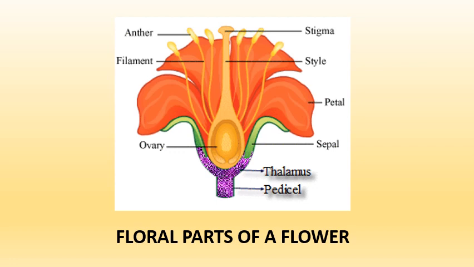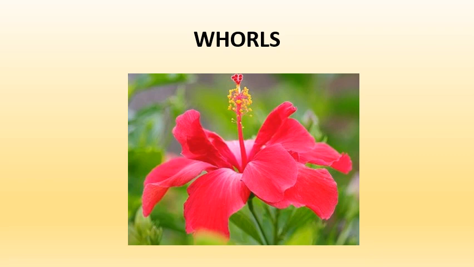One end of the stalk is attached to the stem and the other end of it is slightly flattened and enlarged where it bears the flower, and this point of contact of the stalk and the flower is known as the thalamus or receptacle. Look at the diagram on the screen. The purple part is thalamus and pedicel. This thalamus is attached to the four whorls of the flower: calyx, corolla, androecium and gynoecium.